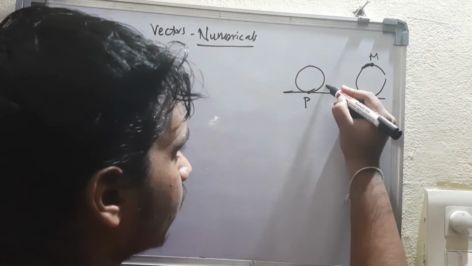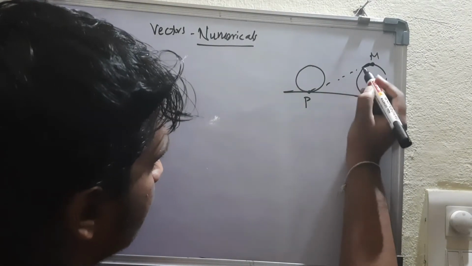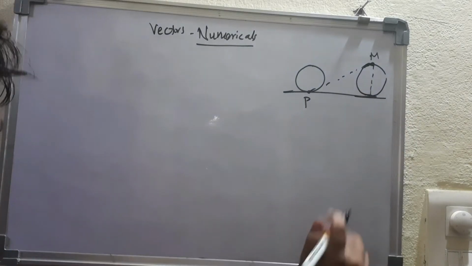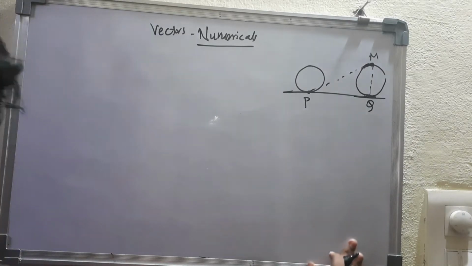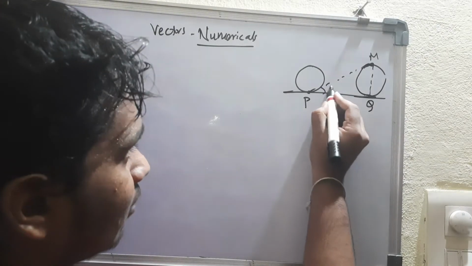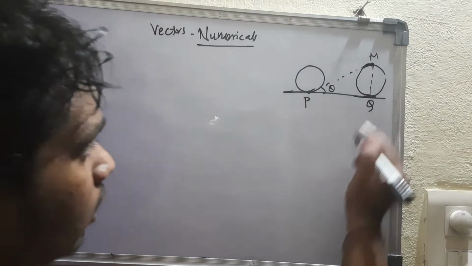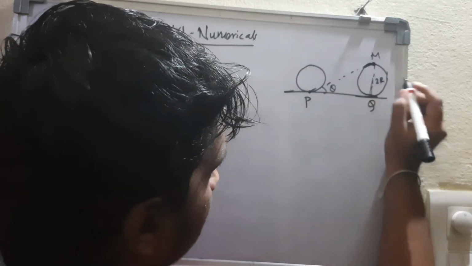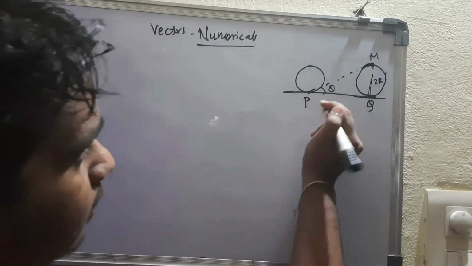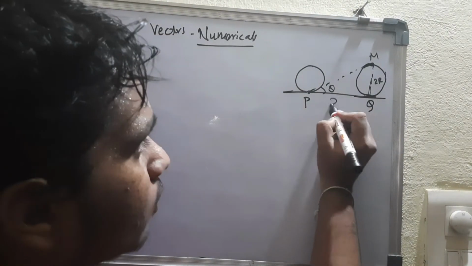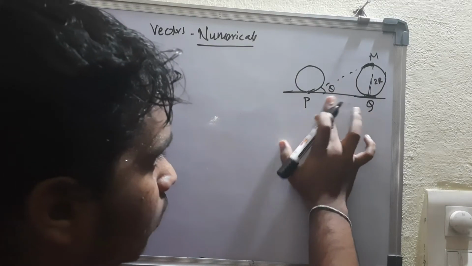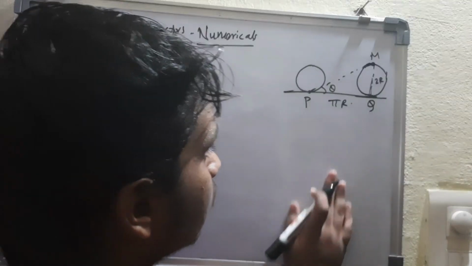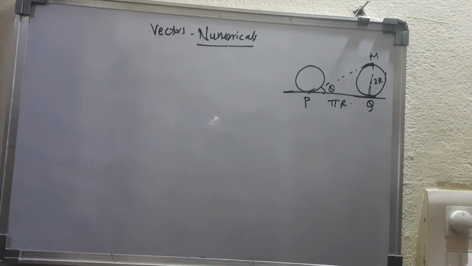So join these two points, and this will become the perpendicular. Let this point be Q. This angle will become theta. As you know, this is the diameter of the circle, so the diameter becomes 2r, and this distance between P and Q becomes pi into r, not 2 pi. Pi into r, pi into the radius of the circle.